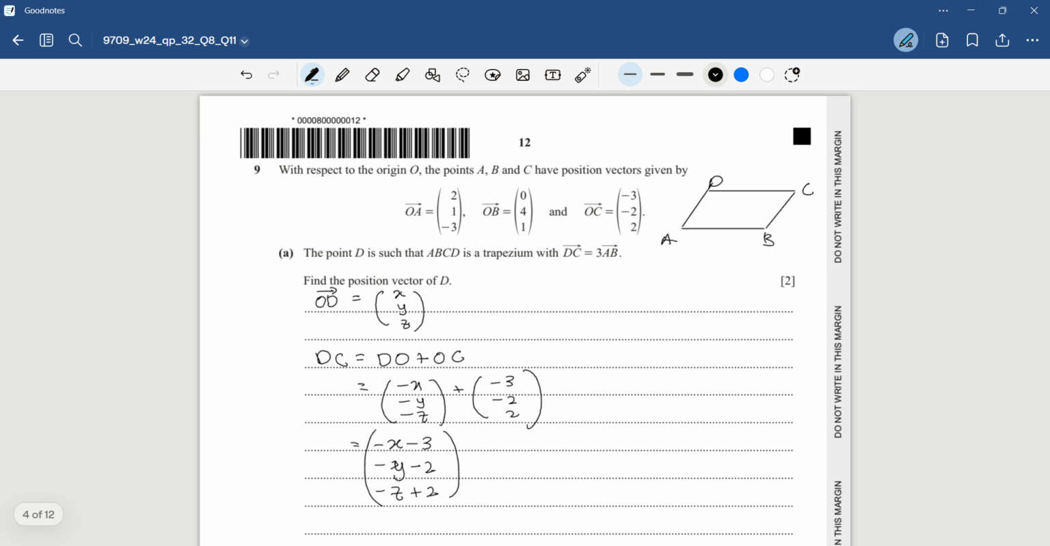This is my DC. And my AB will be AO plus OB, which is going to be AO, negative 2, negative 1, 3, plus OB, 0, 4, 1. So it's going to be negative 2 plus 0 is negative 2, 3, 4.